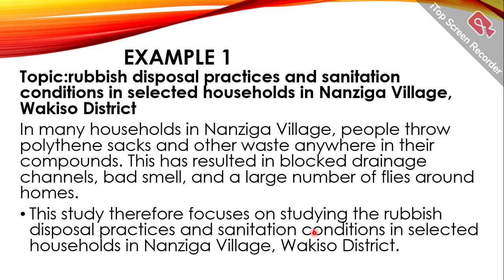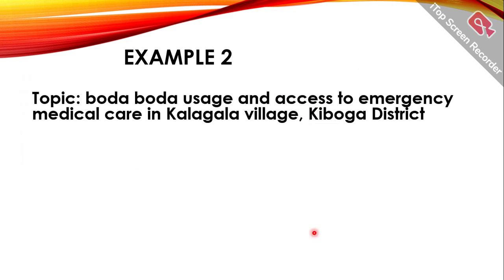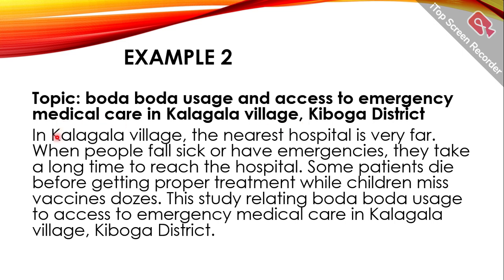Please, you can even pause and look at how structured this introduction is. So we move on to our second example: border usage and access to emergency medical care in Kalagala village, Chiboga district. In Kalagala village, the nearest hospital, now this is the cause of the problem, is very far. When people fall sick or have emergencies, they take a long time to reach.